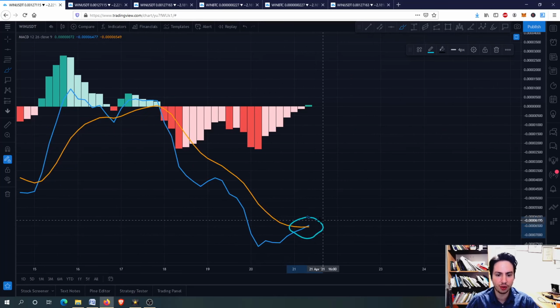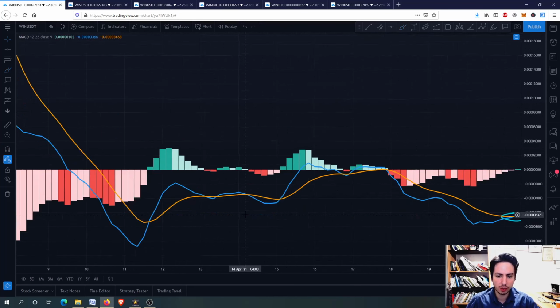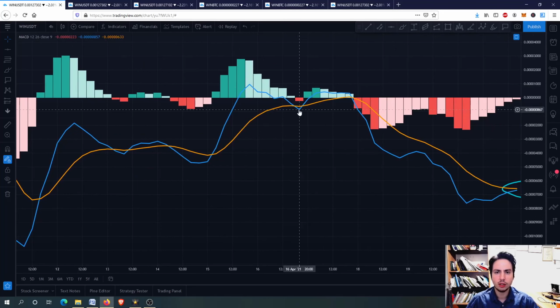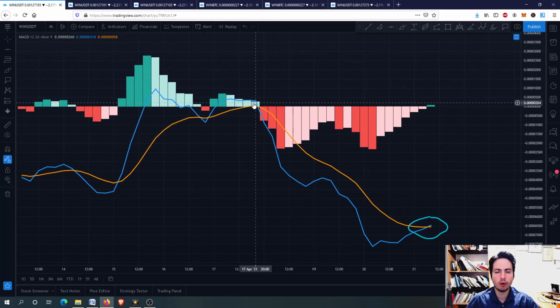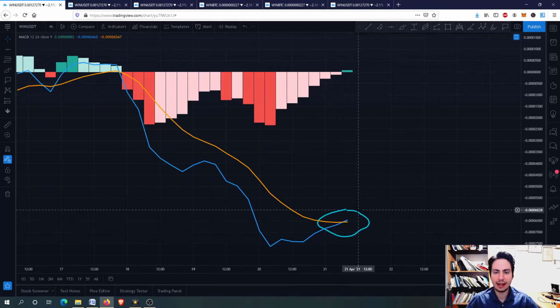Let's go now and see that the cross here for the blue line and our signal line is pretty good for the 4-hour frame, but of course we could see that back when we were consolidating also. That didn't mean that Wink was going to go above, and of course we had a very clear buying opportunity, especially for the mid-term.